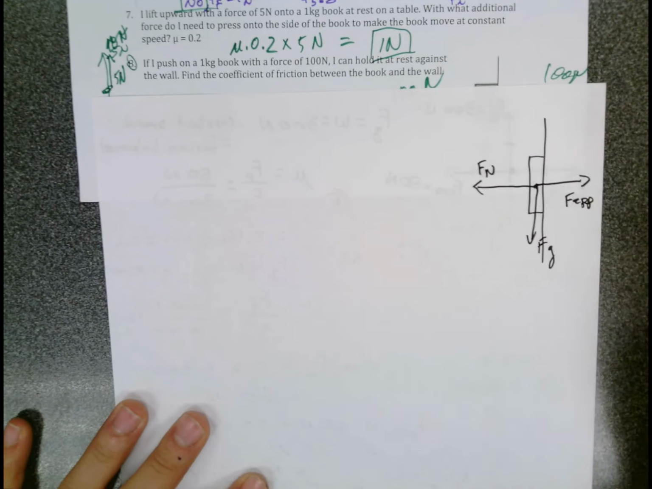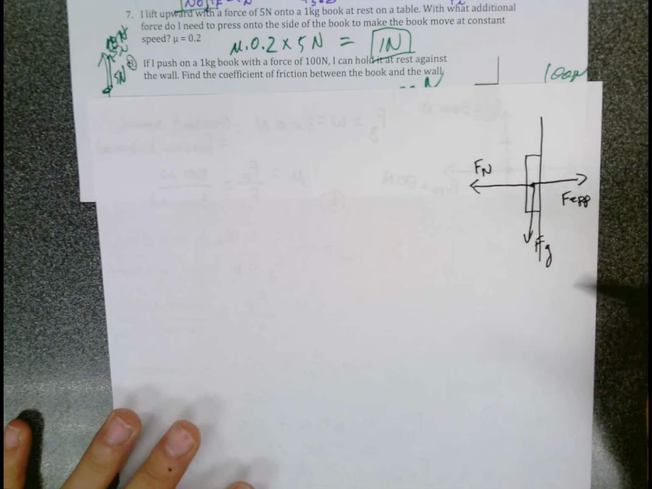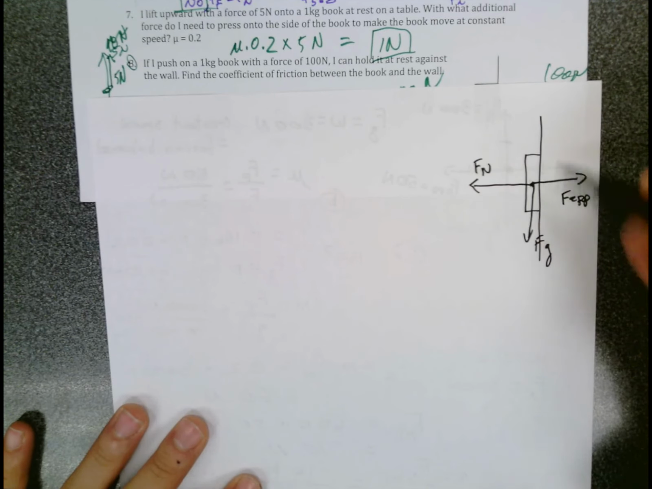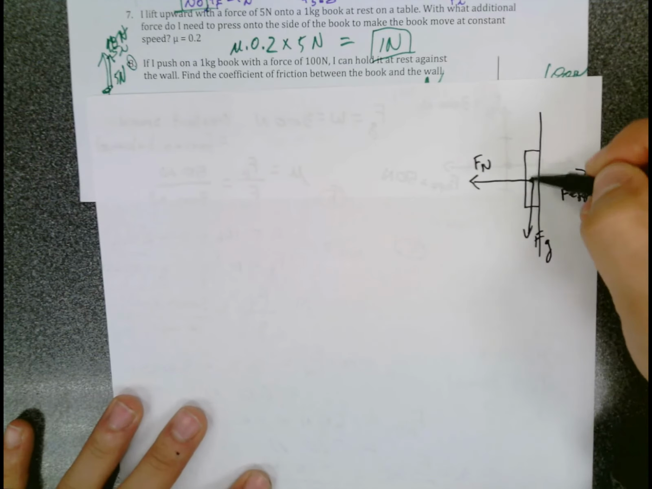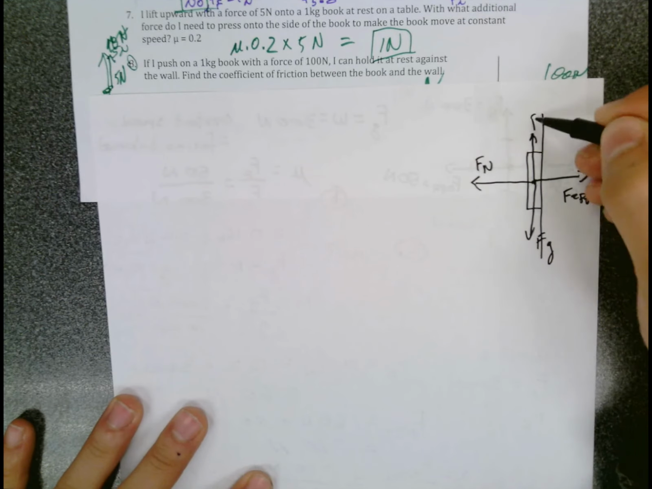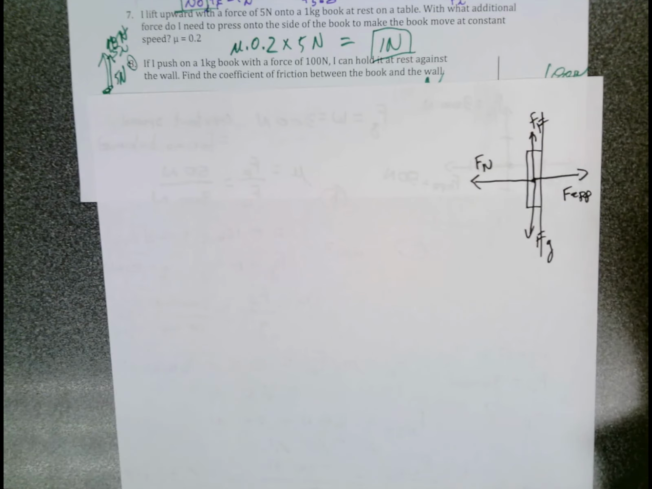And the normal force is no longer pointed up. It's actually pointed to the left. And then since the book is in contact with the wall, and it is opposing where the book wants to go, which is down, we have an opposite force called the force of friction. So in this case, this is a free body diagram that is not a book on a table, it is a book on the wall.